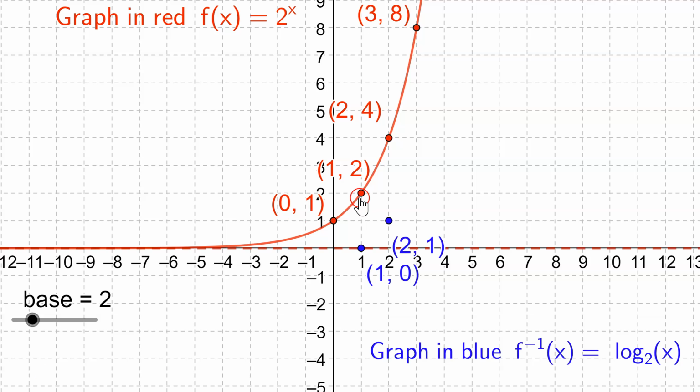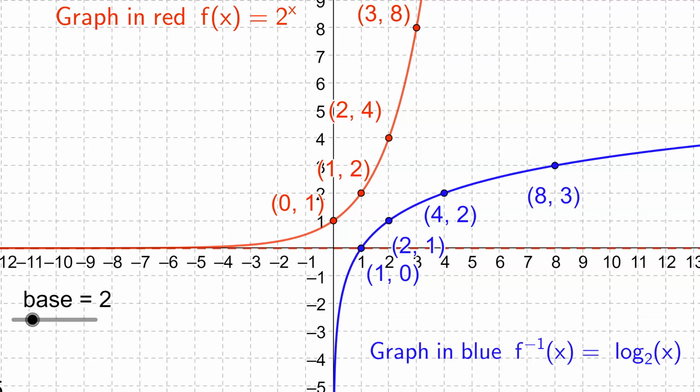Next one, the point (1, 2) became (2, 1). And then (2, 4) became (4, 2). And (3, 8) became (8, 3). So that gives me the increasing parent logarithmic graph. And it also comes with an associated asymptote, a vertical asymptote of x = 0.